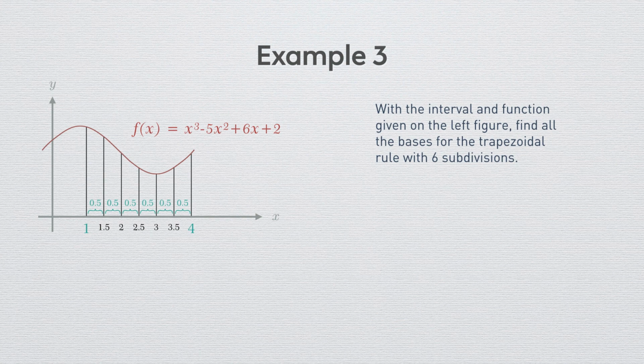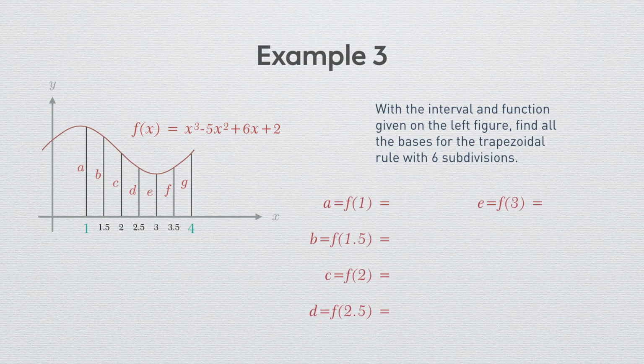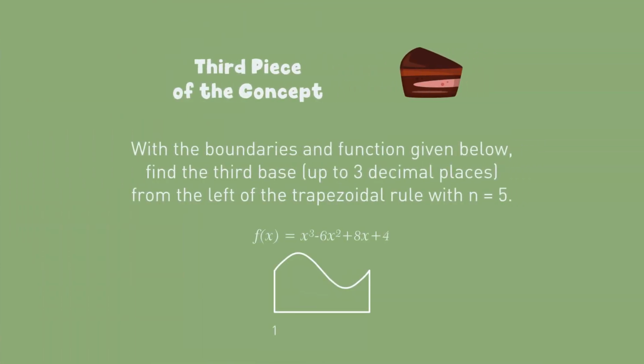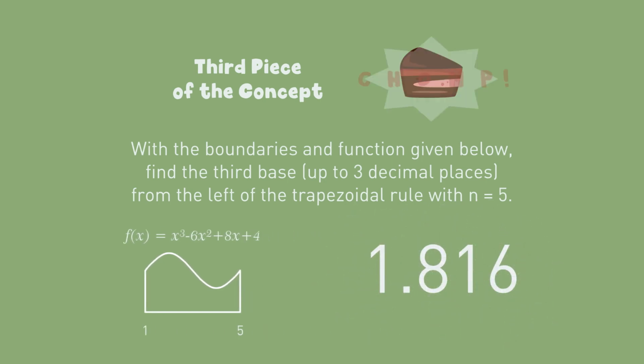Next, we need to substitute those points to the functions to get all the bases, which are a through g. Since substituting is fairly simple, I'm going to skip the process. I already counted those numbers ahead, so these are the bases. Now that is the third piece of the concept. As usual, take your time and do this by yourself. Pause the video and I'll give you the answer after this. And the answer is 1.816.